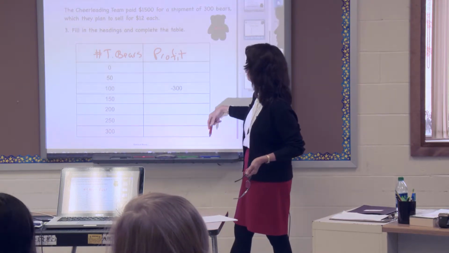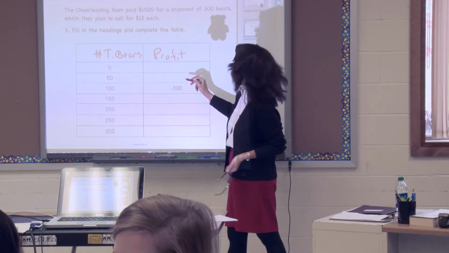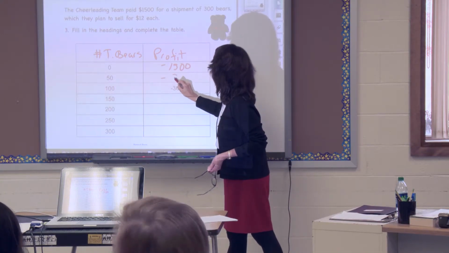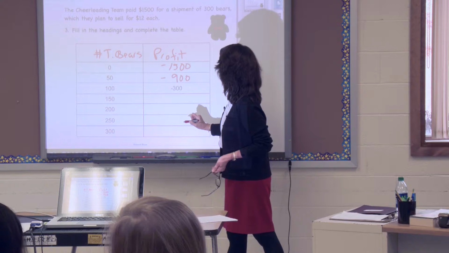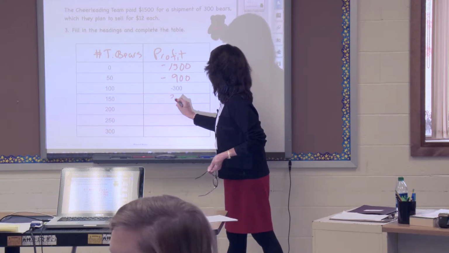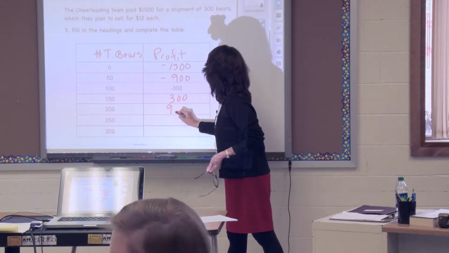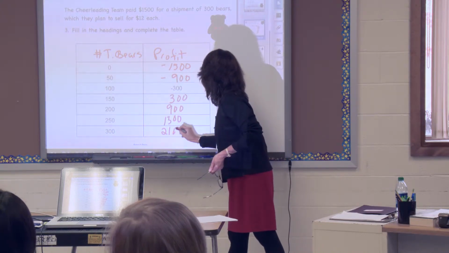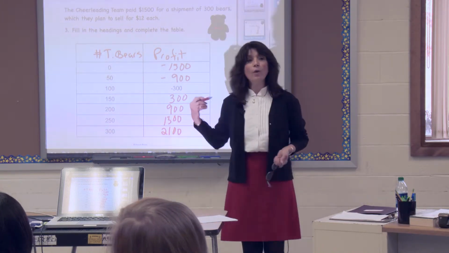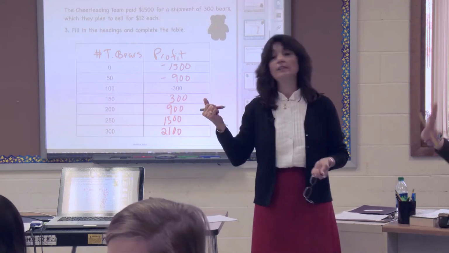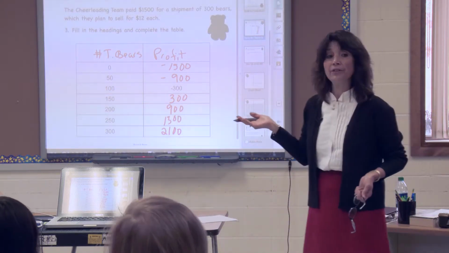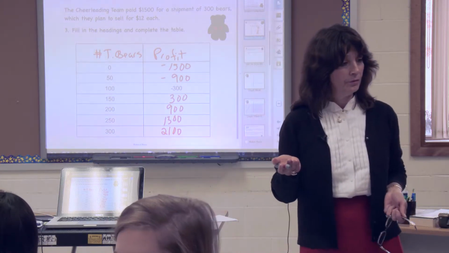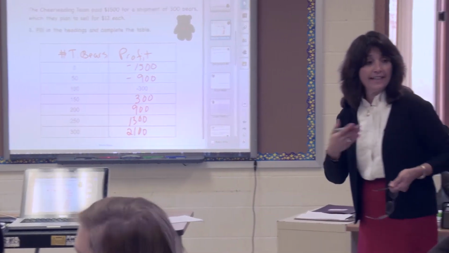Jenna, can you tell me what numbers you filled in for the rest of this? Negative 1,500. Negative 900. 300, 900, 1,500, and 2,100. Very good. Did everyone get that? Okay, why are there negative numbers in the second column? Dan? Because they didn't make as much money as they paid for the teddy bears. Okay, so they didn't take in enough money.